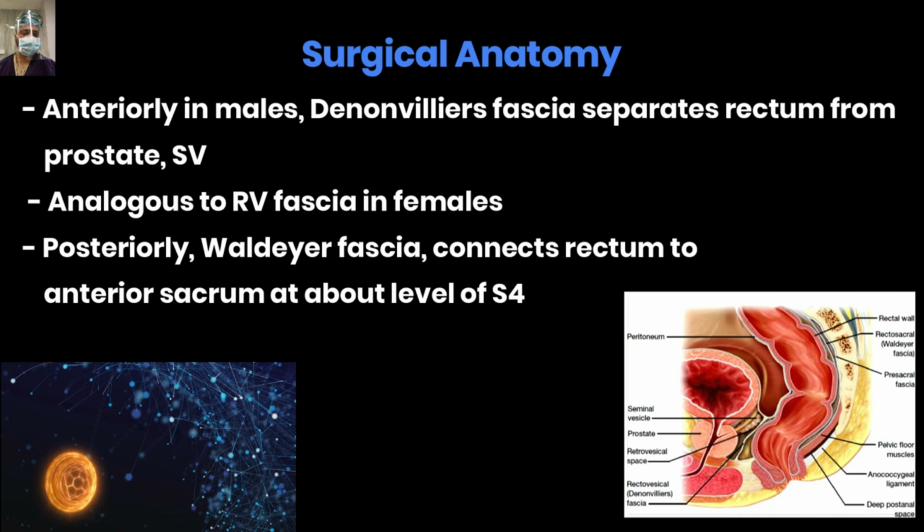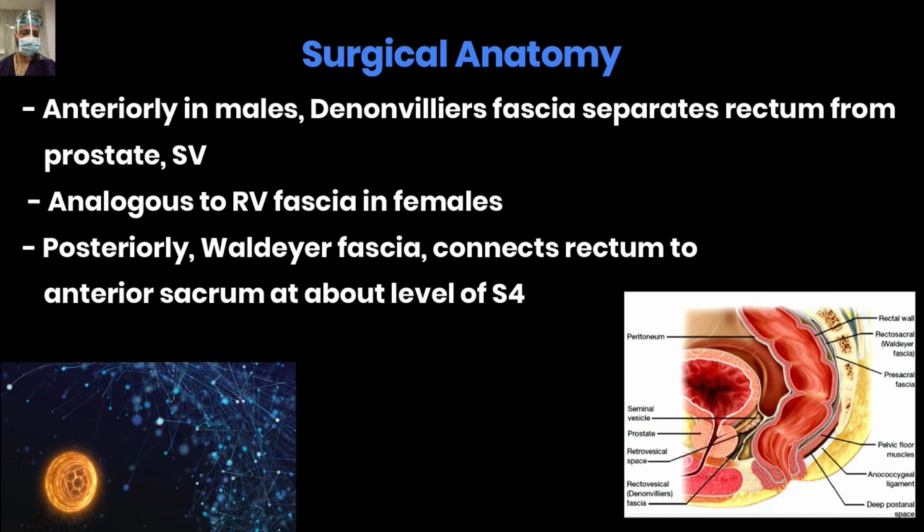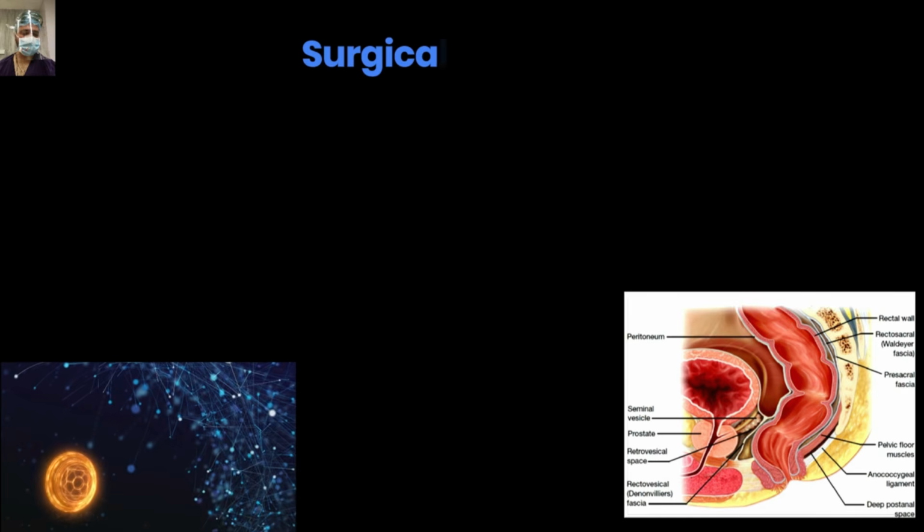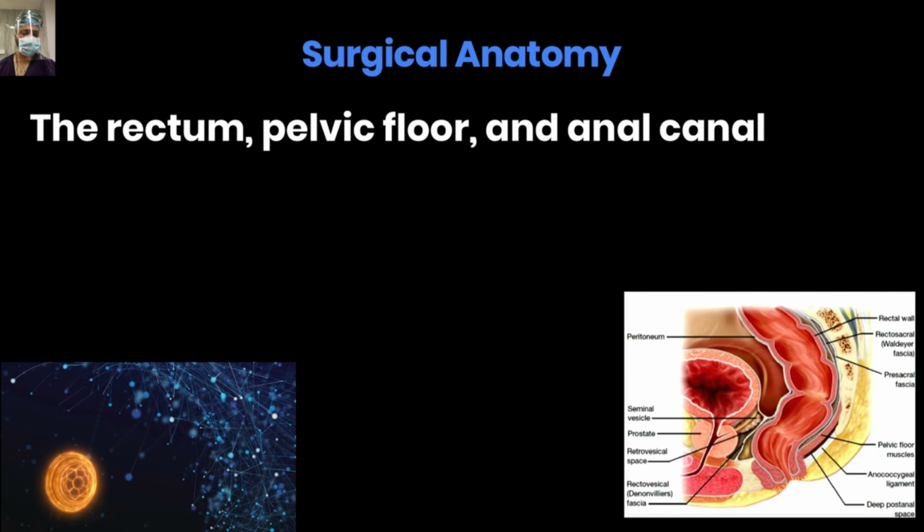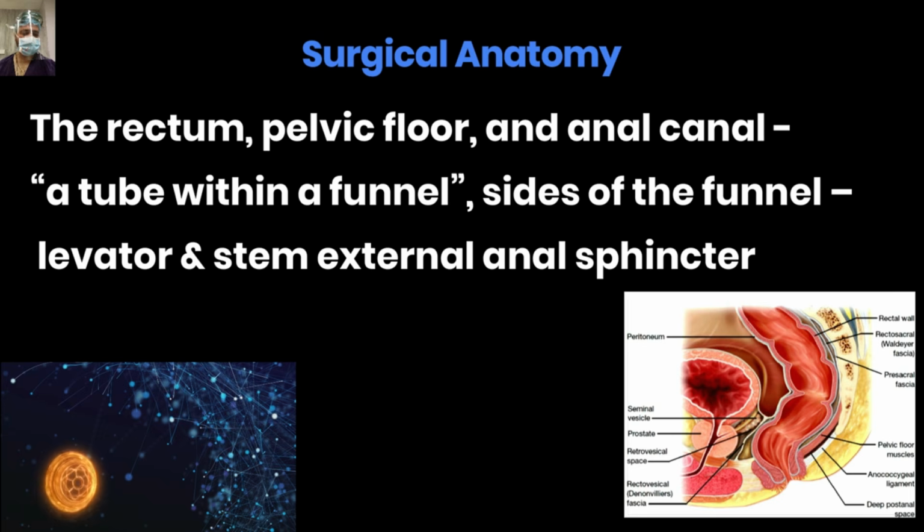Posteriorly, the Waldeyer fascia connects the rectum to the anterior sacrum at about the level of S4. So this concept of a tube within a funnel, you have to understand, that is the rectum and anal canal. It's considered as a tube within a funnel, and the sides of the funnel are the two stems of levator, and the external stem is the anal sphincter part.